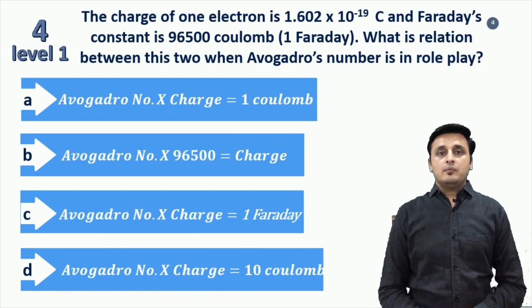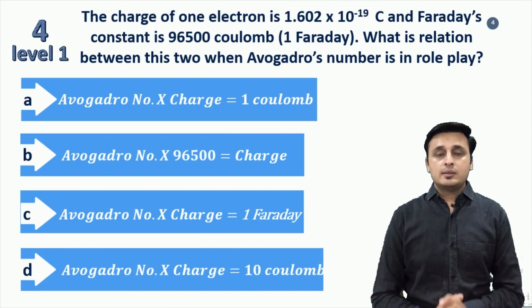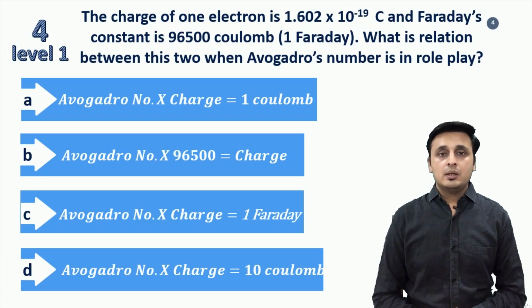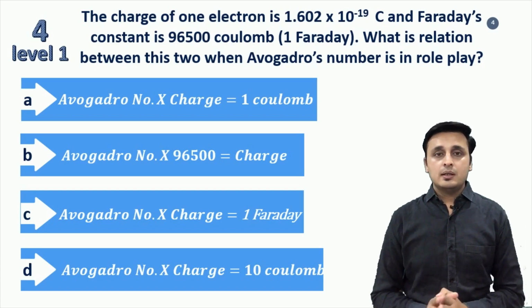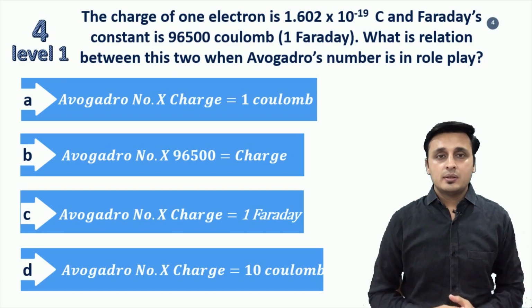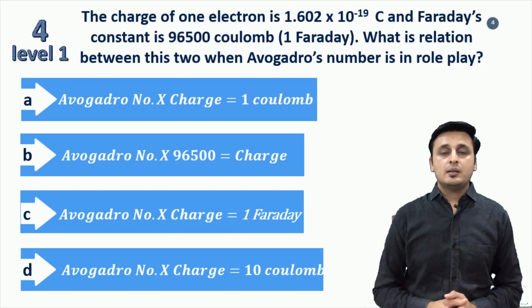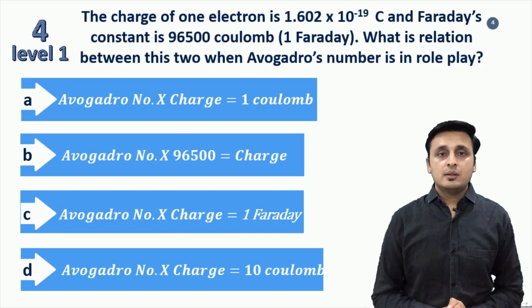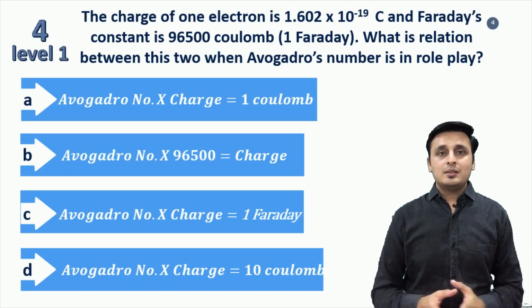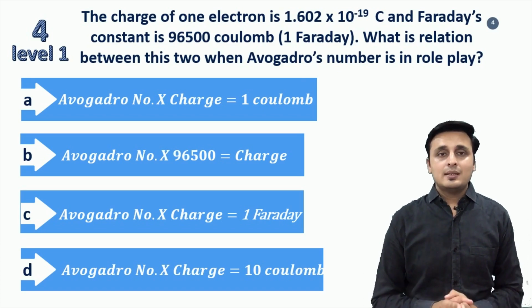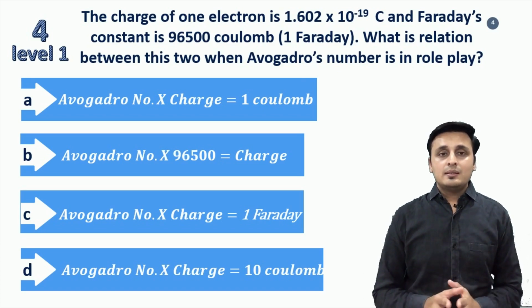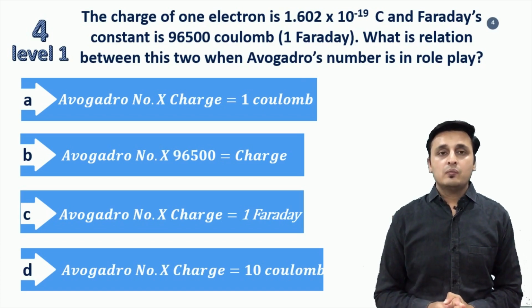Dear friends, first of all, we need to remember that a single electron charge is 1.602 into 10 raised to minus 19 coulomb. So it is given in the question. Now, what is the 96500? 96500 is the value we call Faraday's constant.